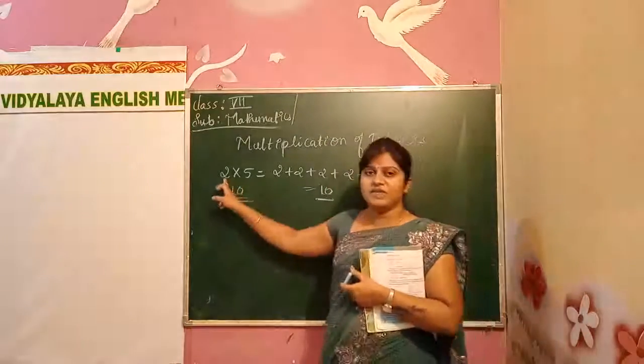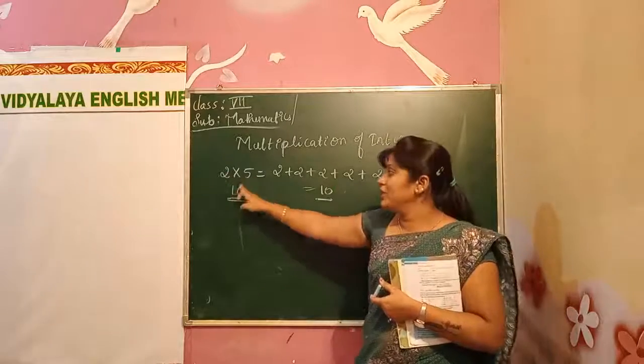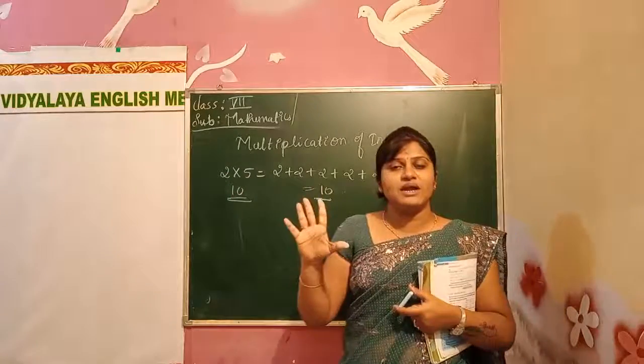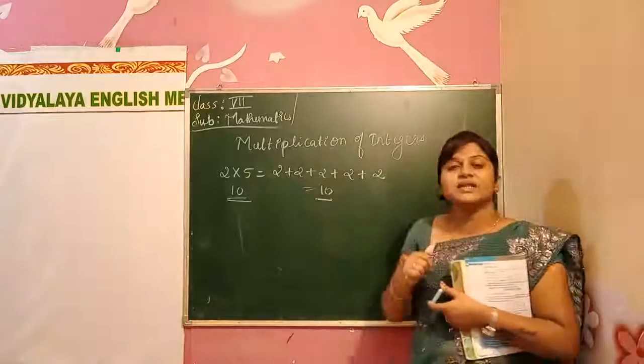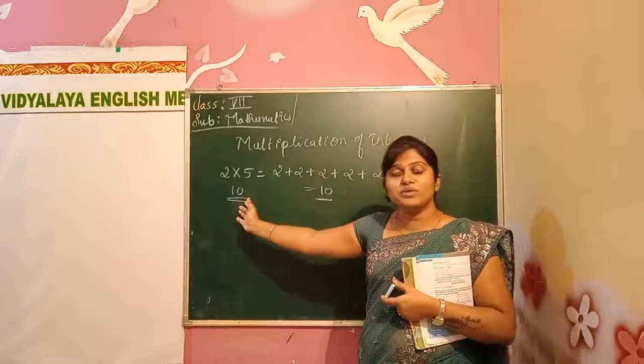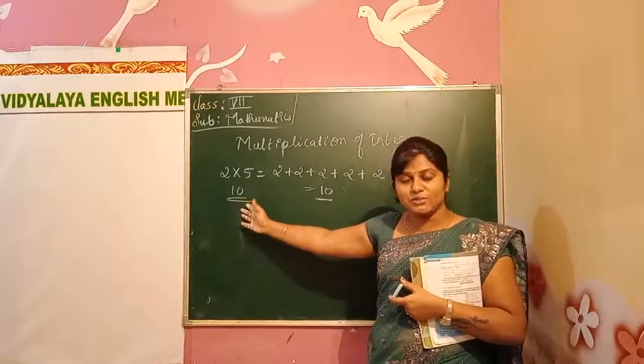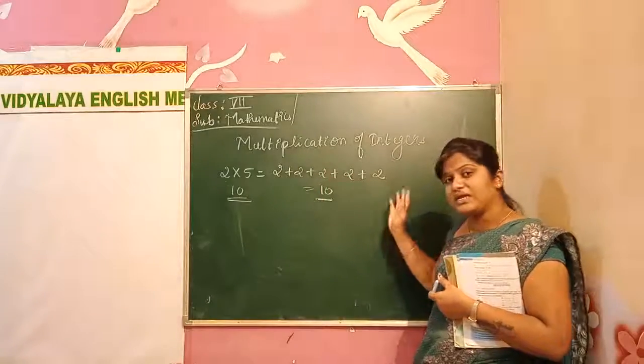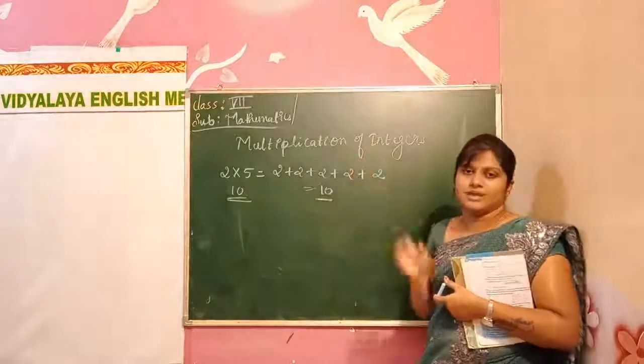See, here only we did 2 into 5. We added 2, 5 times. What we get? We get the answer. Same as how we do directly. We got that much only. When we expand it and use the addition, we got that much only.